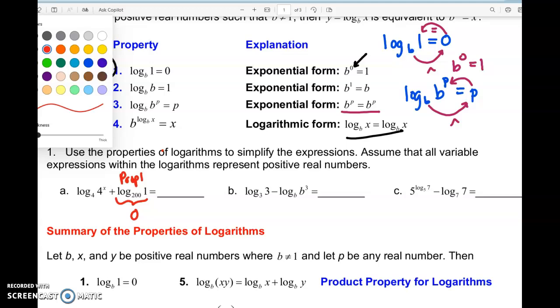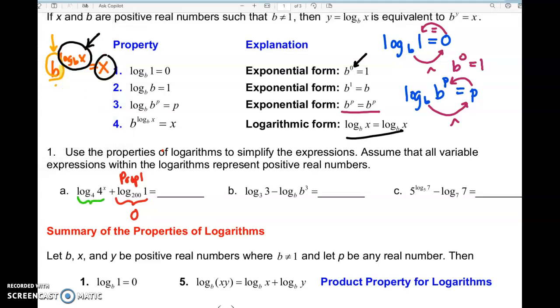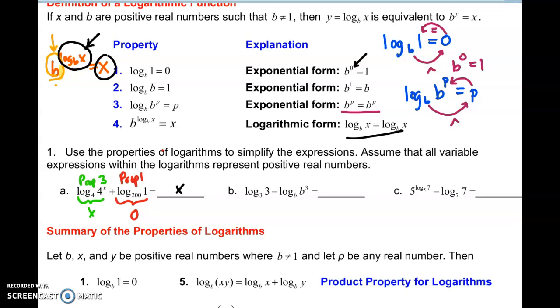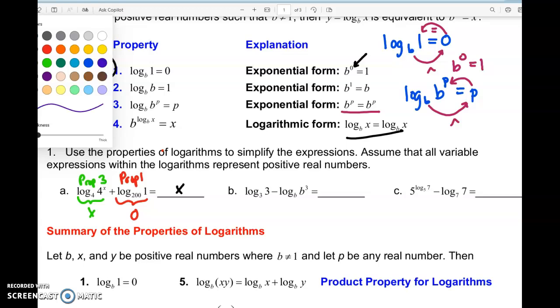This part here, the log base 4 of 4 to the x, which one does that match? That matches property 3. Property 3 says that if the base of the logarithm and the base of the argument match, then whatever the value up here is, that's your answer. So this will be x. My overall answer would be x plus 0, which gives me x. So pause the video and try it for the next two, and then restart the video and see how I do them.